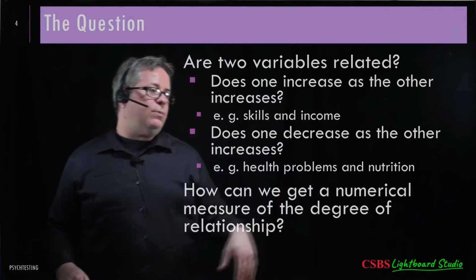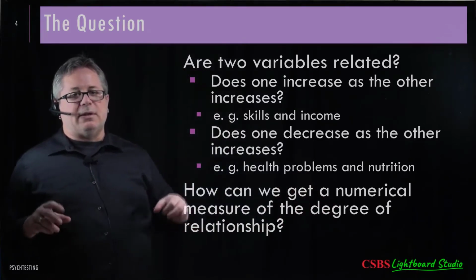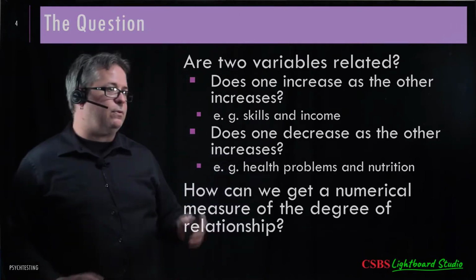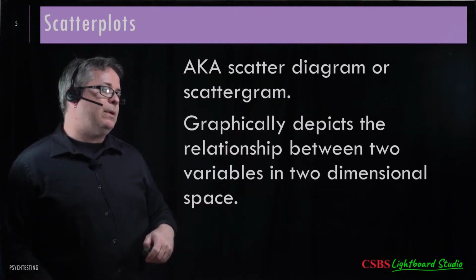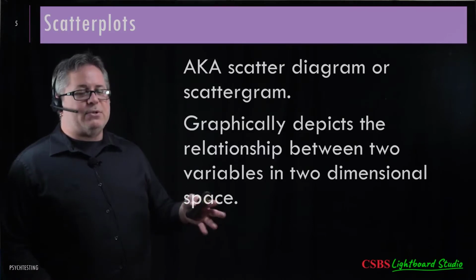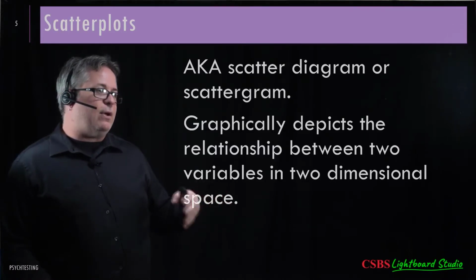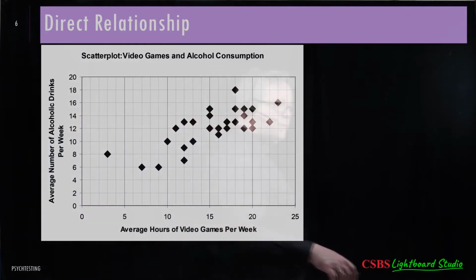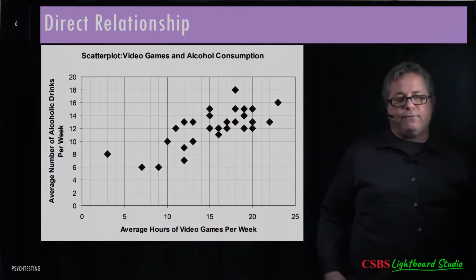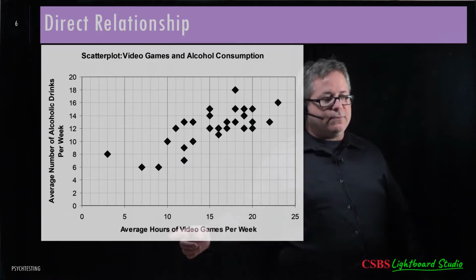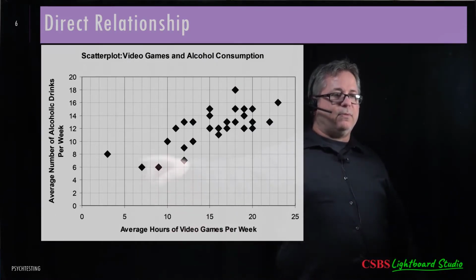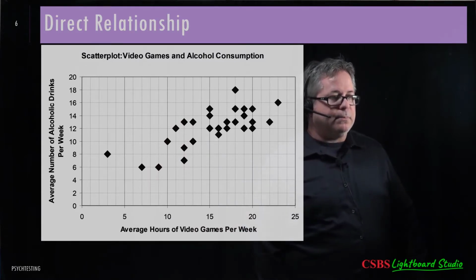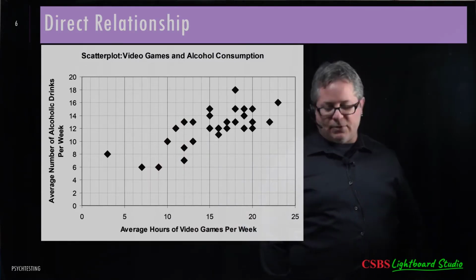And then how can we actually numerically measure, like quantify, the degree of that relationship between the variables? So that's typically what we want to do with correlation. Oftentimes it starts off talking about scatter diagrams and graphical depictions of things. Like here's a scattergram, a scatter plot of hours of playing video games per week and the number of alcoholic drinks someone consumes per week. I'm assuming maybe at the same time, drinking while they're playing video games.